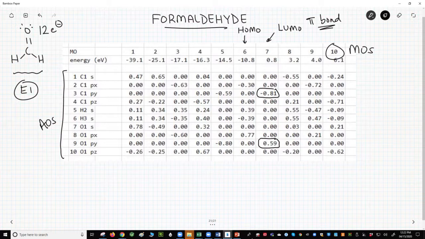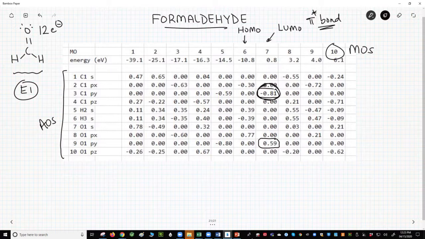Furthermore, the coefficients have the opposite mathematical sign. One is plus and one is minus. This pi bond is actually the pi star, not the bonding orbital. If you look at the coefficients, the oxygen py has a value of 0.59. The carbon py is minus 0.81. Ignoring the sign, we can see that the magnitude of the carbon py is larger. That means that if a nucleophile attacks formaldehyde, it will attack at the carbon preferentially. Attack occurs at the larger coefficient.